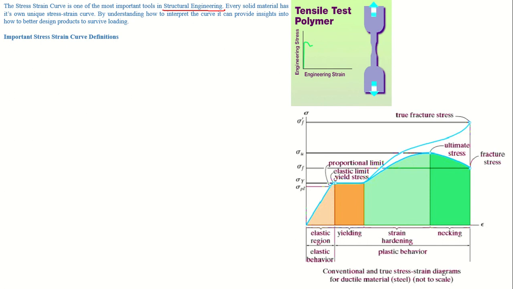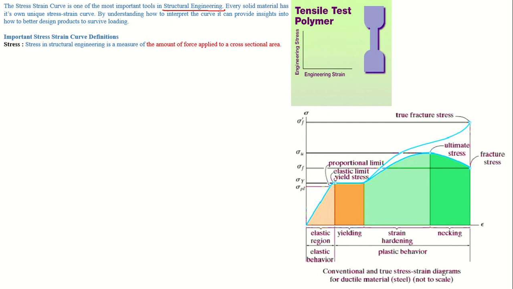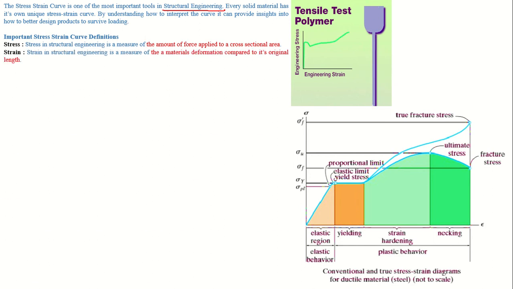And here we have some of the definitions. Let us see how we can find them or understand them. First, stress. Stress in structural engineering is a measure of the amount of force applied to a cross-sectional area. Then strain is a measure of material deformation relative to its original length.